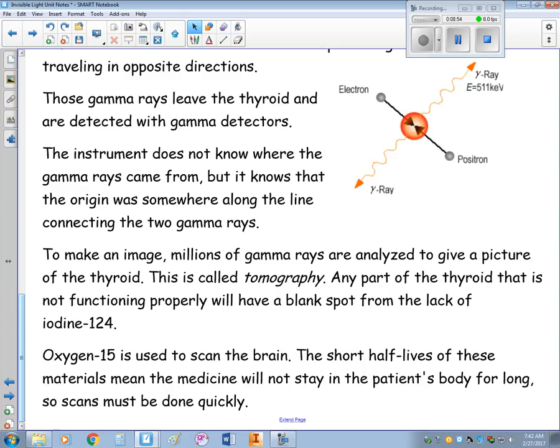Oxygen 15 then would be used to scan the brain in kind of the same fashion, but the short half-lives of these materials mean that the medicine will not stay in the patient's body for very long. So the scans must be done quickly, and since they don't stay very long, we don't really have to worry so much about the patient getting cancer from the medicine. All right, that concludes our unit on invisible light.